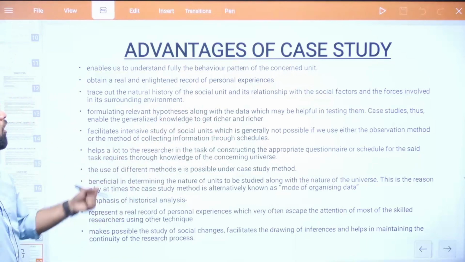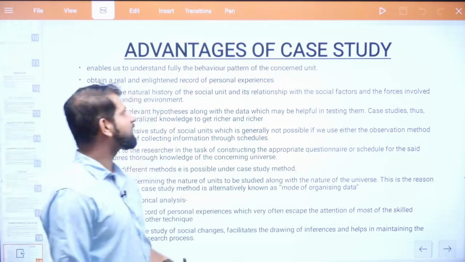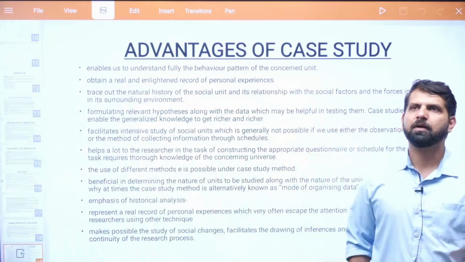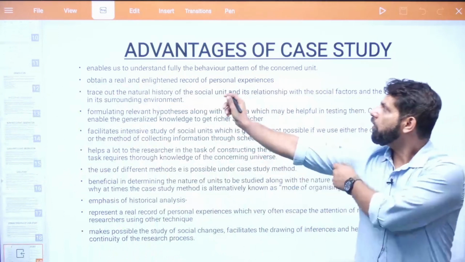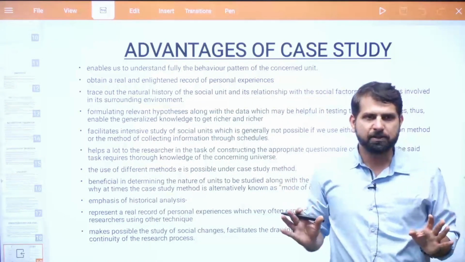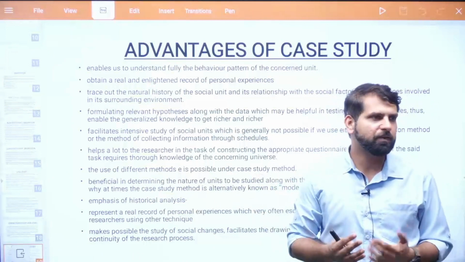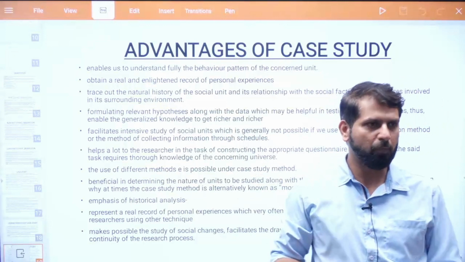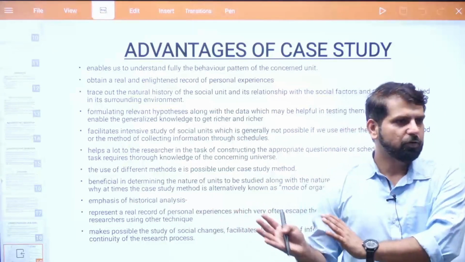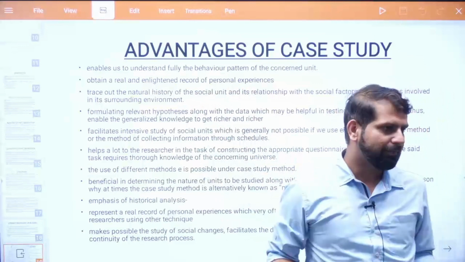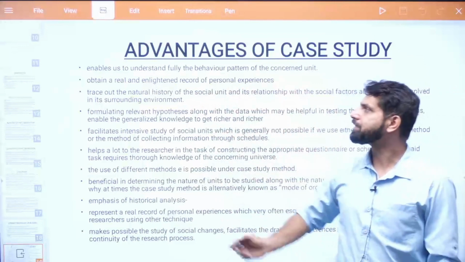Second is to obtain real and enlightened records of personal experiences. So when you go to fieldwork, for example, you record personal experiences of individuals, right? The same happens in the case study method, because we are saying that it is a meta method. Observation is a part of it. You are recording interviews here. So you are obtaining first-hand data from that, personal experiences.